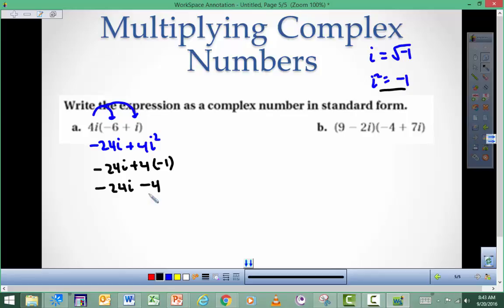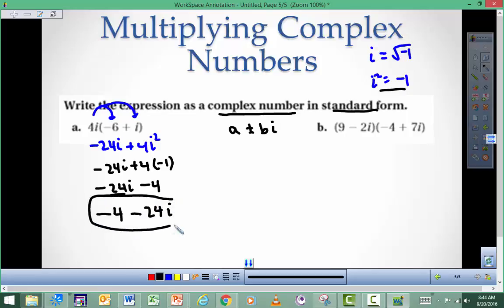Now, is this written right? Well, that's kind of a trick question. When we're writing complex numbers, we're supposed to write them in standard form. And that means we write the real part first, and then we write the imaginary part. And you'll notice the imaginary part right now is written first. So technically speaking, this isn't written in standard form. We'd put this number first. So we write this as negative 4 minus 24i. And now it's written in standard form.